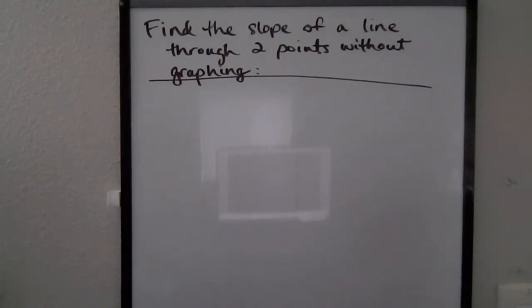All right, we are going to find the slope of a line through 2 points without graphing. First thing we should remember is that slope is rise over run. So since we know that slope is rise over run, the next thing we need to recognize is that the rise is vertical, and it's the distance between our y's when we have 2 points. And the run is horizontal, and it is the distance between our x's when we're counting on the graph.